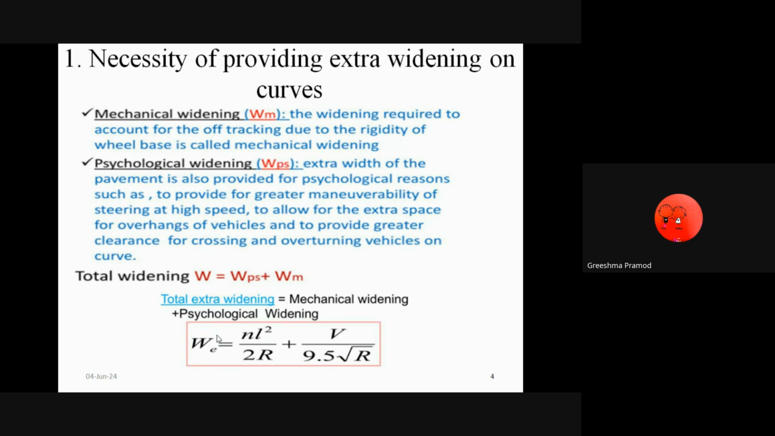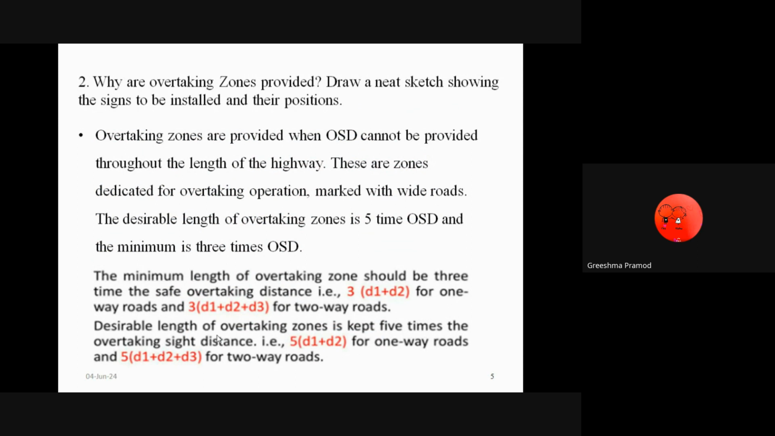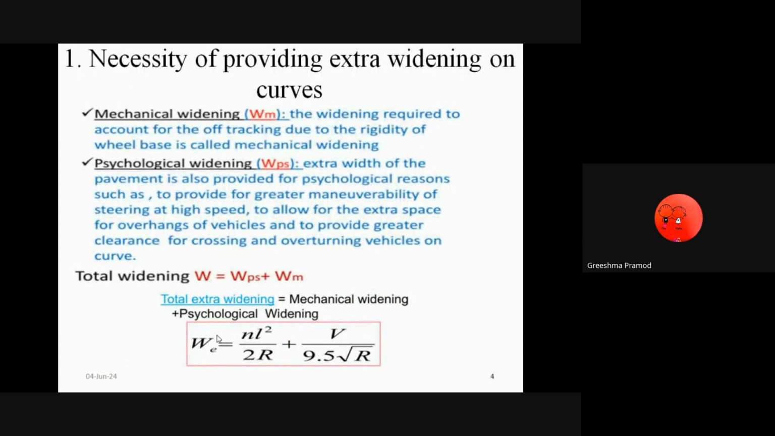So this is the first question. Now, why are overtaking zones provided? If you want, please take a screenshot of the question.